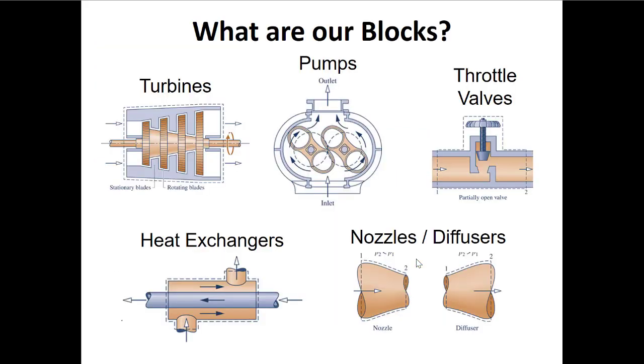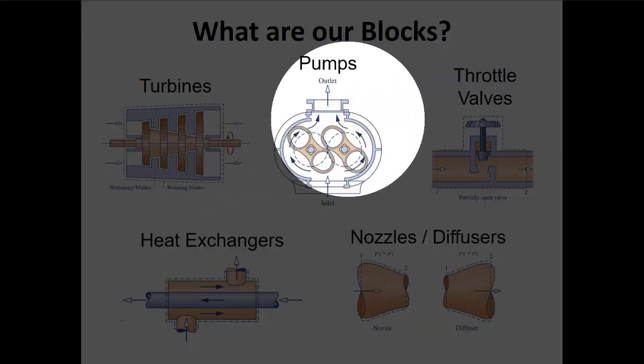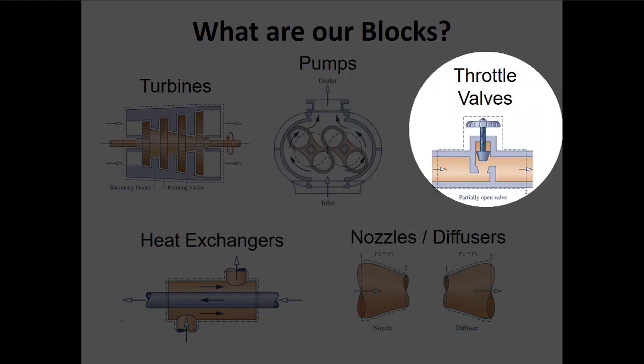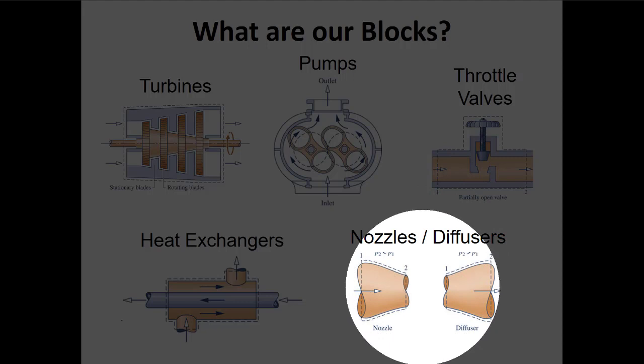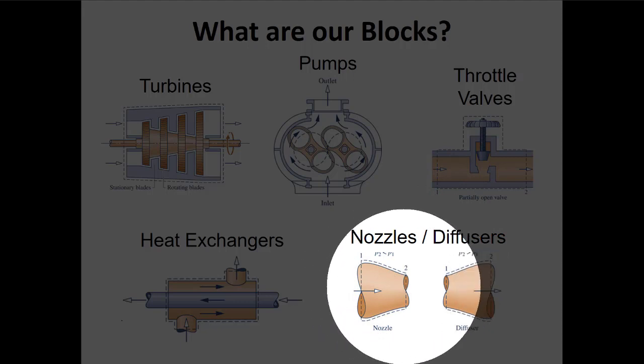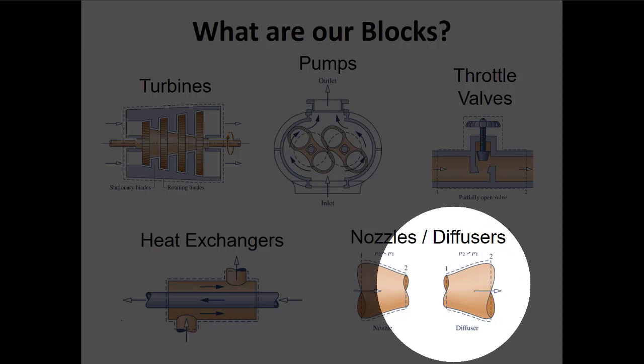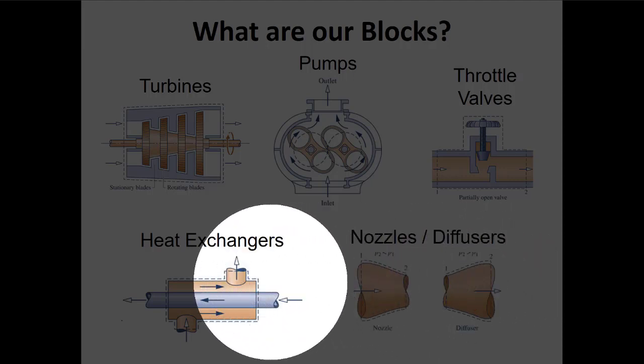So our building blocks, unfortunately, in this class are not pieces of Lego, which would be super fun to do. But instead, we have these mechanical components. So things like turbines and pumps, throttling valves, we'll use nozzles and diffusers. So here you either get a reduction in area, which increases the speed of your flow, or you get an increase in area, which slows your flow down.